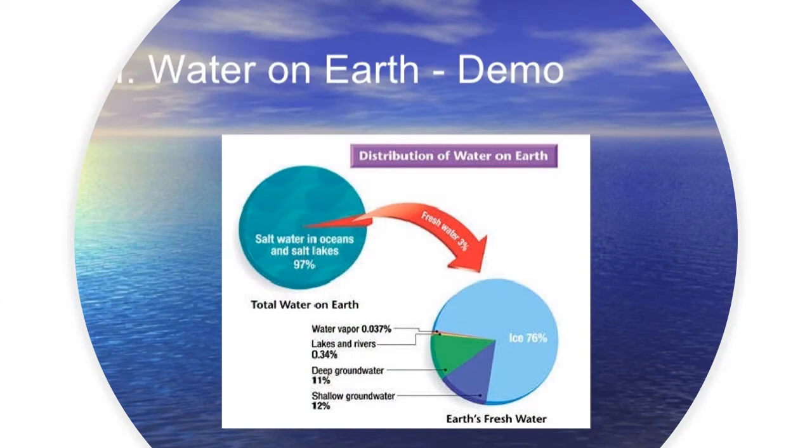That is the demo and the facts of the water: 97% of water is sea water, meaning salty water, and 3% is the fresh water that is present in lakes, in rivers and deep underground water.